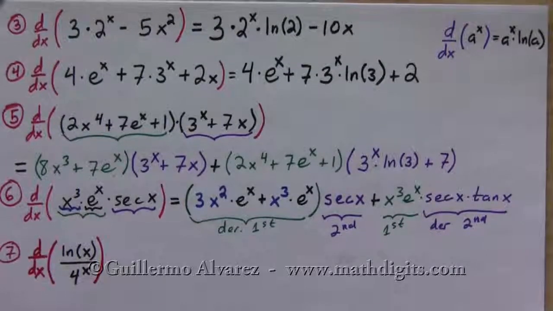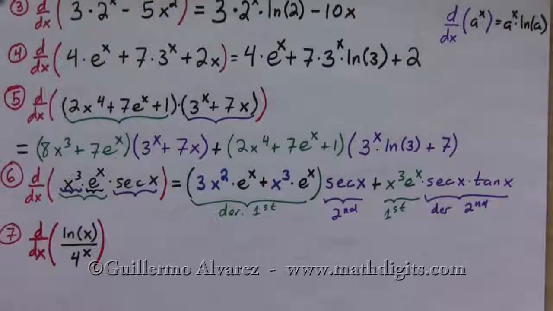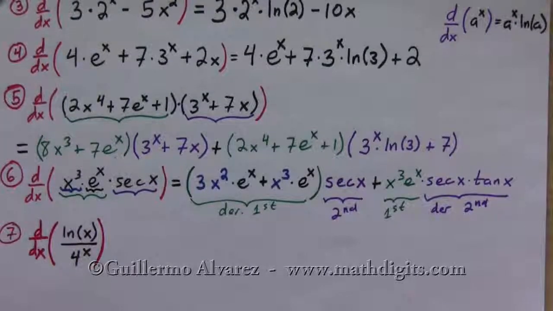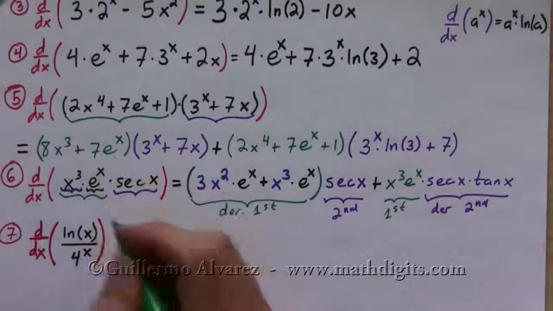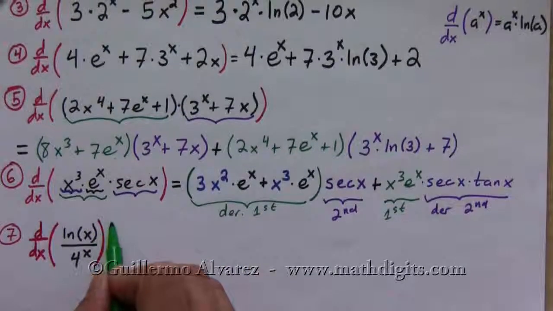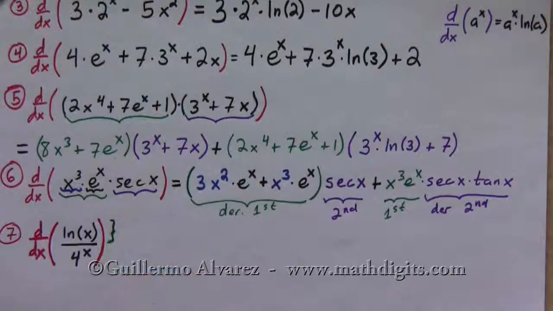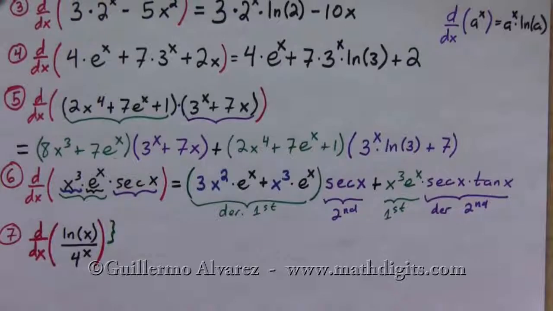Okay, so this next problem looks like a perfect candidate for the quotient rule. Alright, so here we're going to call the numerator, the top, I'll color that green, and the bottom is going to be purple.